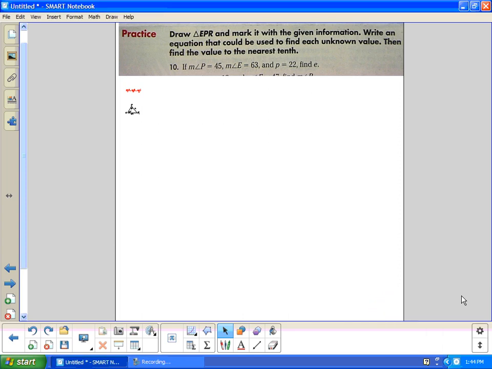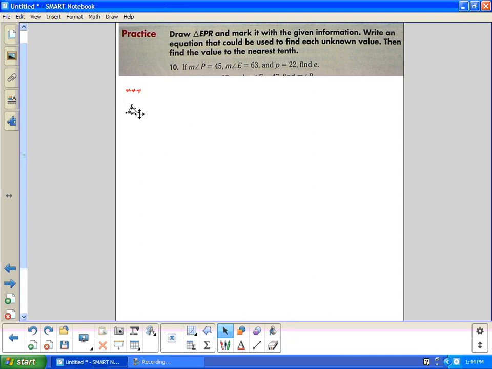And you say this is law of sines, all right? And it says, draw a triangle, mark it with the given information, write an equation that can be used to find each unknown value, then find the value to the nearest tenth. So we're going to go one decimal place. And it says E is 45 degrees, P is 63, p is 22.